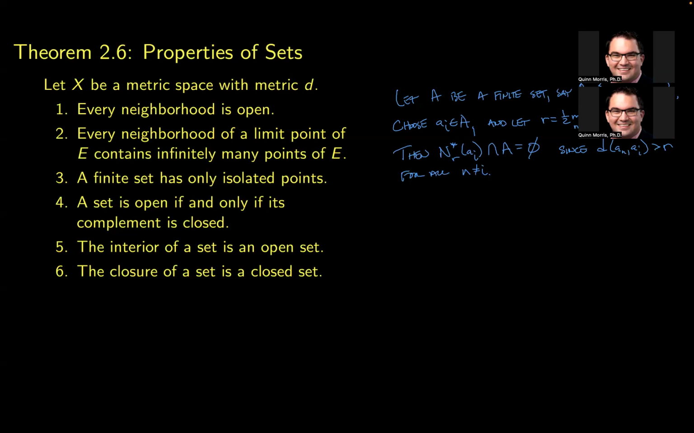So I have constructed a neighborhood that does not intersect A in any point other than A sub i, which is the place where it's centered. Therefore, A sub i is an isolated point. I could do this for any point A sub i in my set. I go to that point, look at the distance to all the other points, find the smallest distance, cut that in half, and construct the neighborhood of that radius around there, so I don't have to worry about that neighborhood intersecting anything other than the point where it's centered. So finite sets can only have isolated points. If you're going to have any sort of accumulation point, that requires infinitely many points. There's no way to do that otherwise.